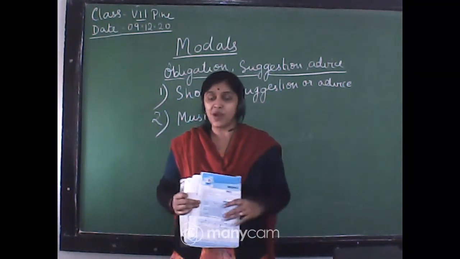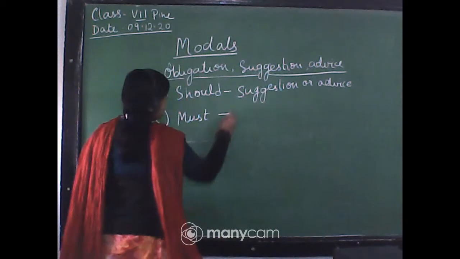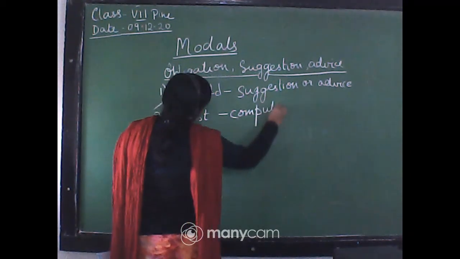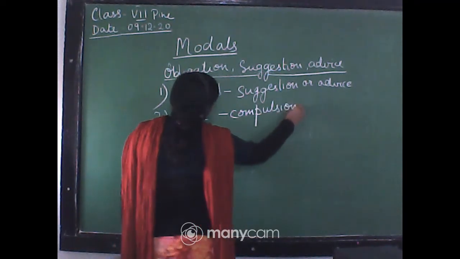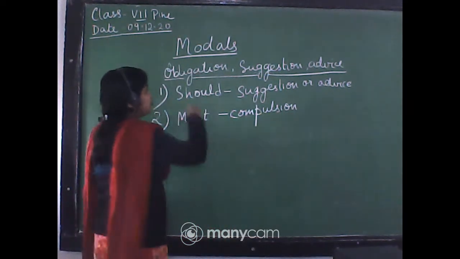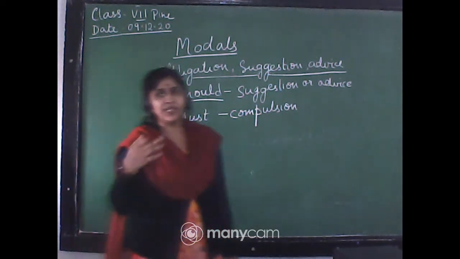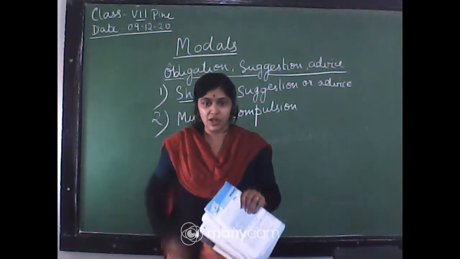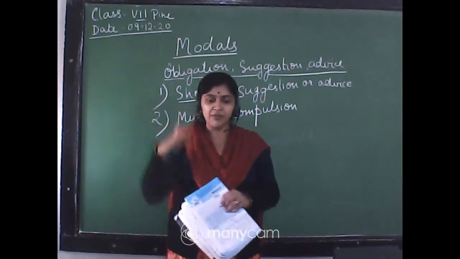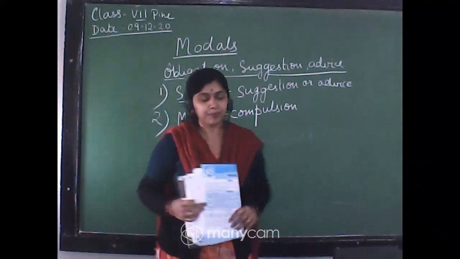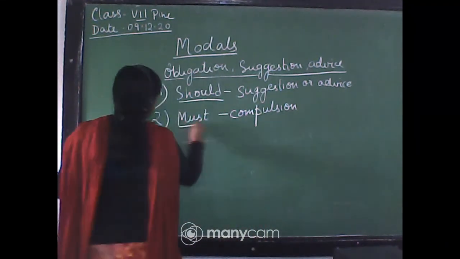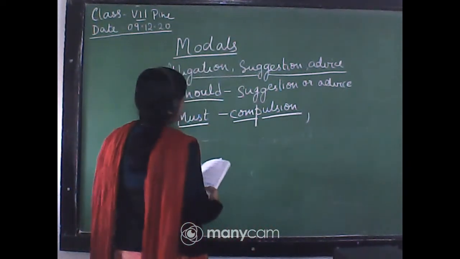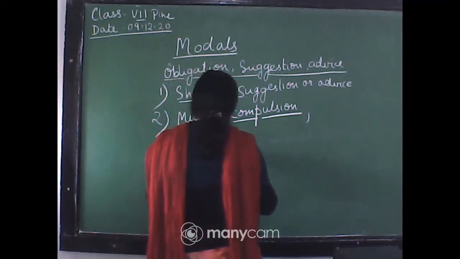In the first one, whenever I am using must, it talks about a compulsion, that is, you have to go, there is no other way. And if I say you should go, it means that I am giving you a suggestion for something and you may or may not accept the suggestion. So this is the difference between the two things. Must suggests compulsion, whereas should suggests suggestion or advice.